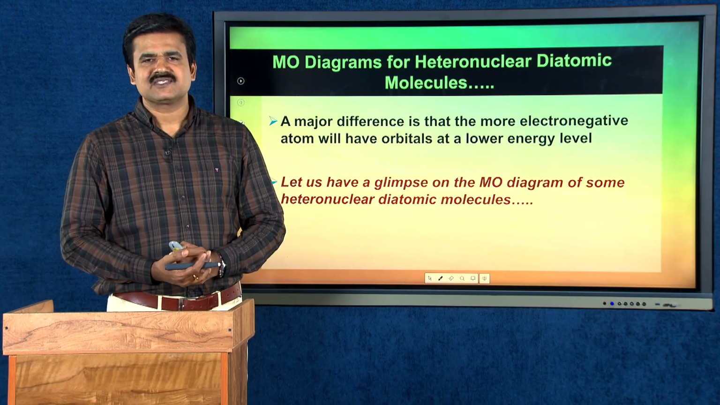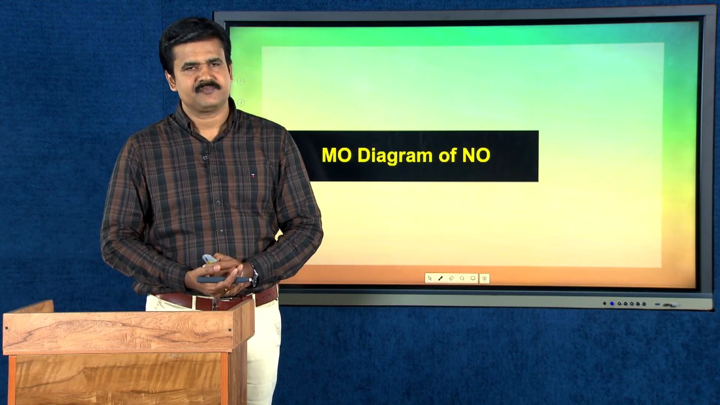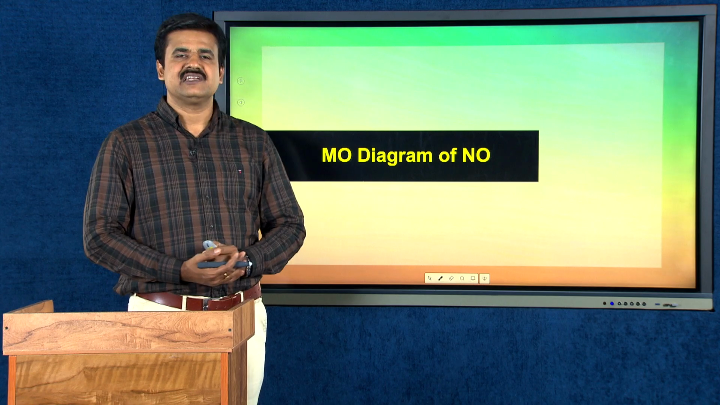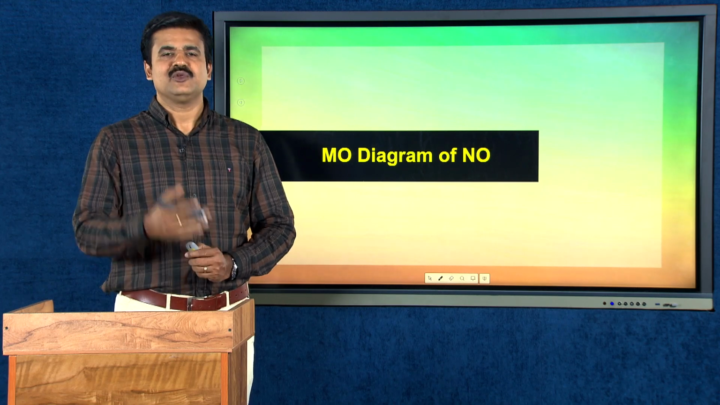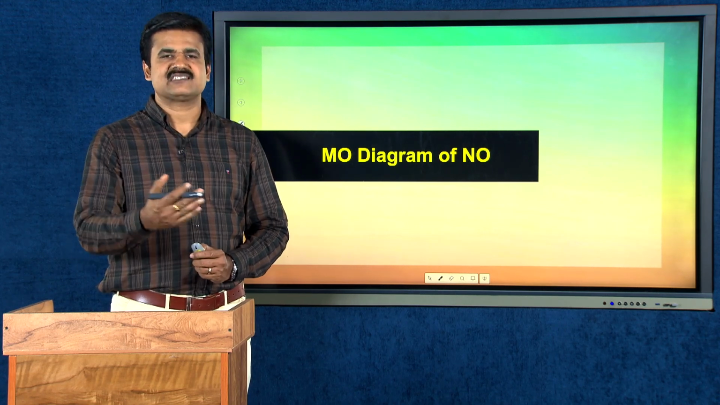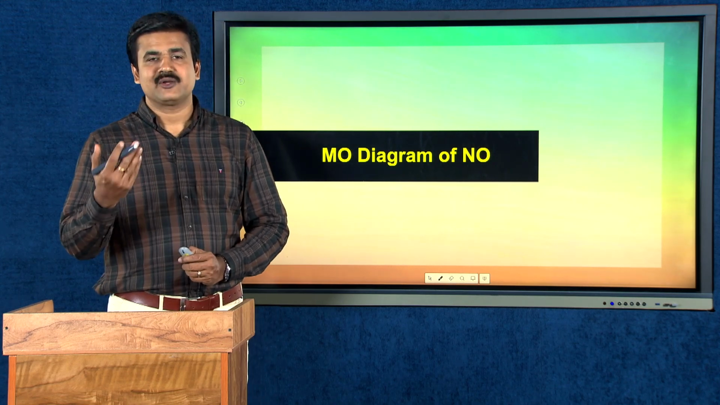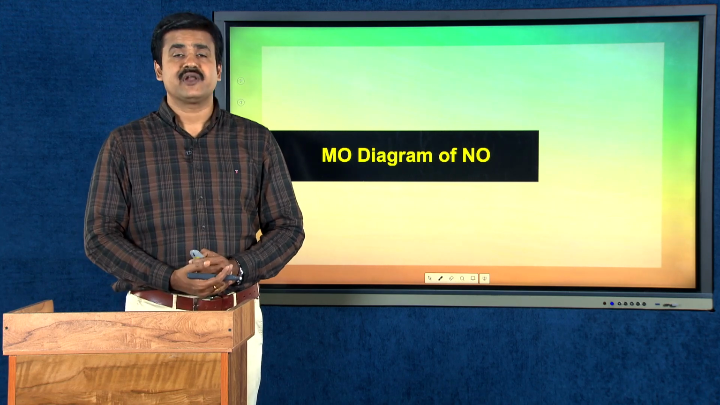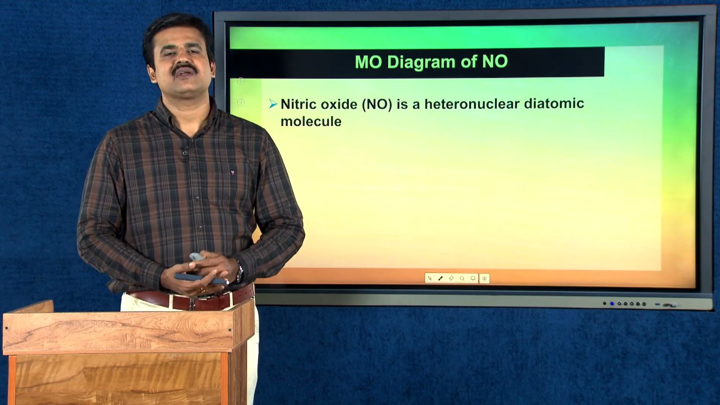Now let us have a glimpse at the molecular orbital diagram of some heteronuclear diatomic molecules. First of all, we are focusing on the molecular orbital diagram of the heteronuclear diatomic molecule NO, that is nitric oxide. You can see here there are two atoms. One is a nitrogen atom, and the next one is a different atom, that is oxygen. So NO provides a good example of a heteronuclear diatomic molecule, and we are now looking at the MO diagram of the NO molecule.